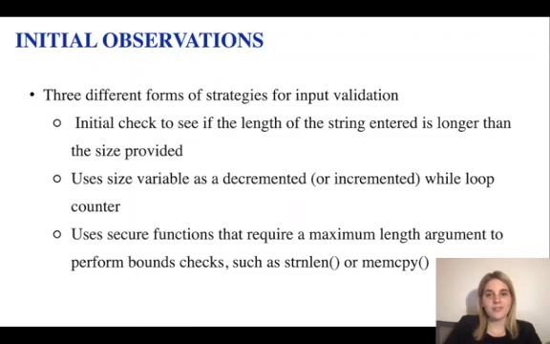The first initial observation made is that there are three different forms of strategies for input validation. The first one was observed with fgets, which was using an initial check to see if the length of the string entered in is longer than the maximum size provided. The second form was observed in the strncpy function, which used the maximum size variable as a decrement or increment while loop counter. The third form was using secure functions within that require a maximum length argument to perform bounds checking.